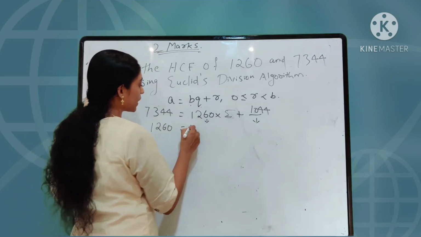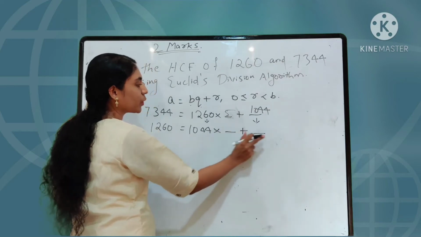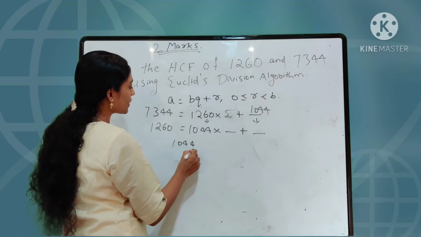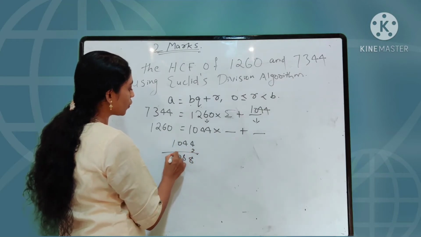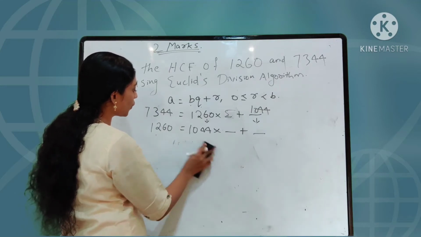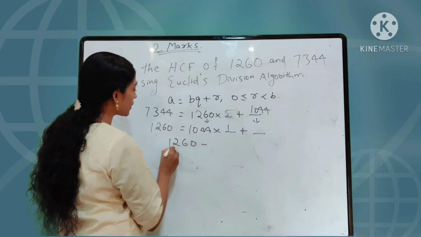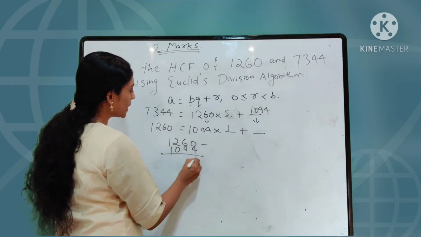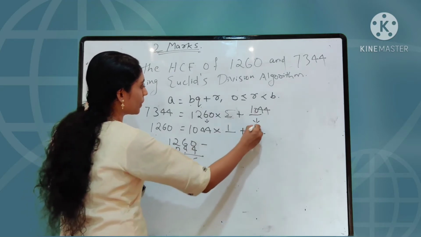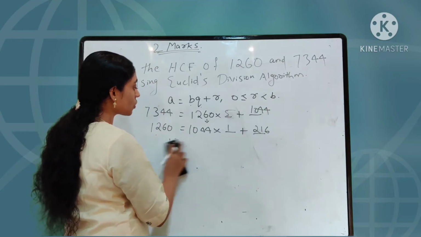So 1260 is equal to 1044 into Q plus remainder. You have to find what is Q and what is R. So 1044 into 2 is 2088, which is larger than 1260. So you can write 1044 into 1. And the remainder will be 1260 minus 1044, which is 216. So plus 216. Now is the remainder 0? The remainder is 216, which is not equal to 0.